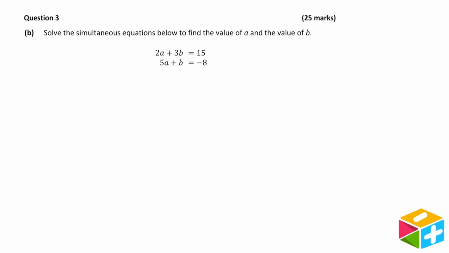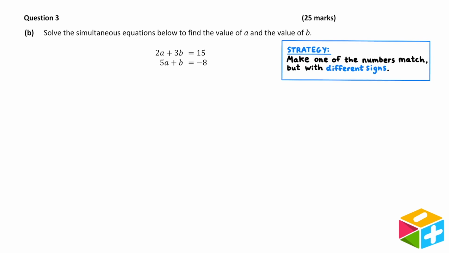We can solve these simultaneous equations using elimination. The strategy is to make one of the numbers match but with different signs. Here, I'll focus on the numbers in front of our b term. In our first equation, the number in front of the b is plus 3. So what we'll want in the second equation is the same number, 3, but the different sign, so minus 3. So we want a minus 3 in front of the b in the second equation.